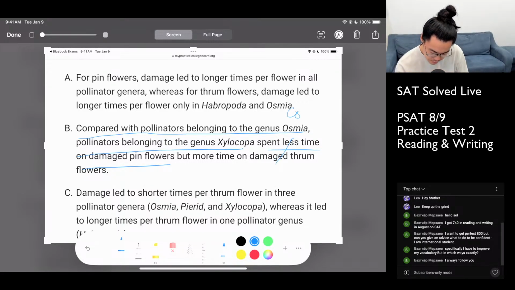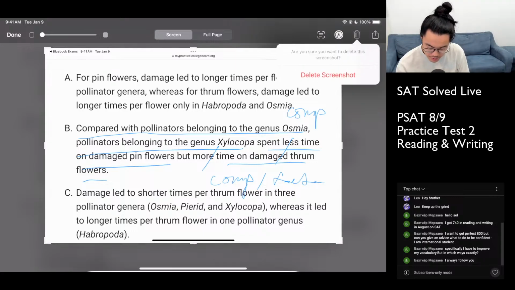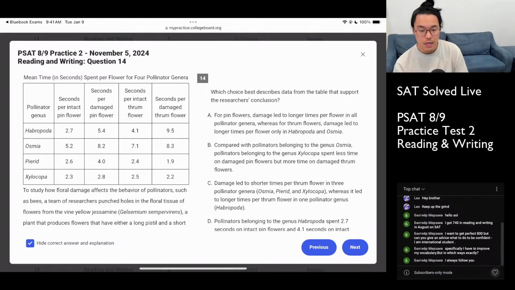This is the wrong comparison. And then more time on damaged pin flowers. Now this is the wrong comparison, but it's also false, okay? So I should have sat down and double checked the full answer choice to make sure that the full answer choice is correct. And I didn't do that. So it's actually a very crucial step.